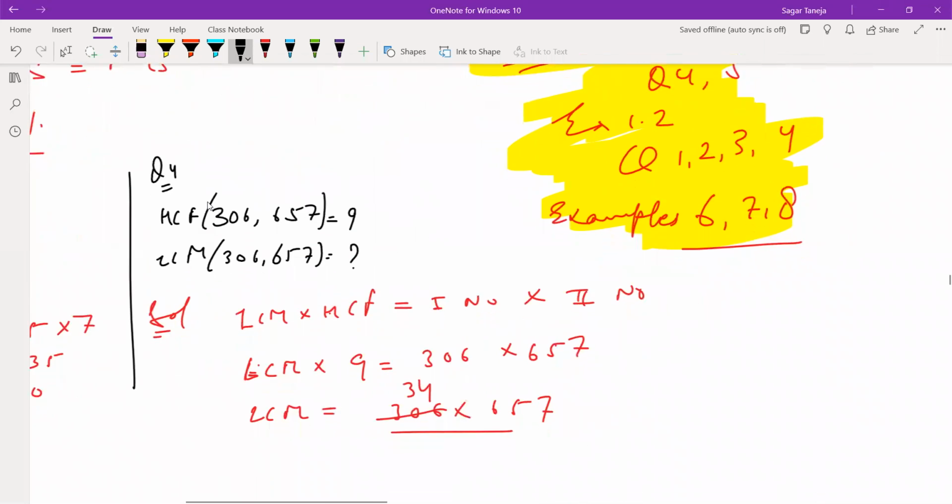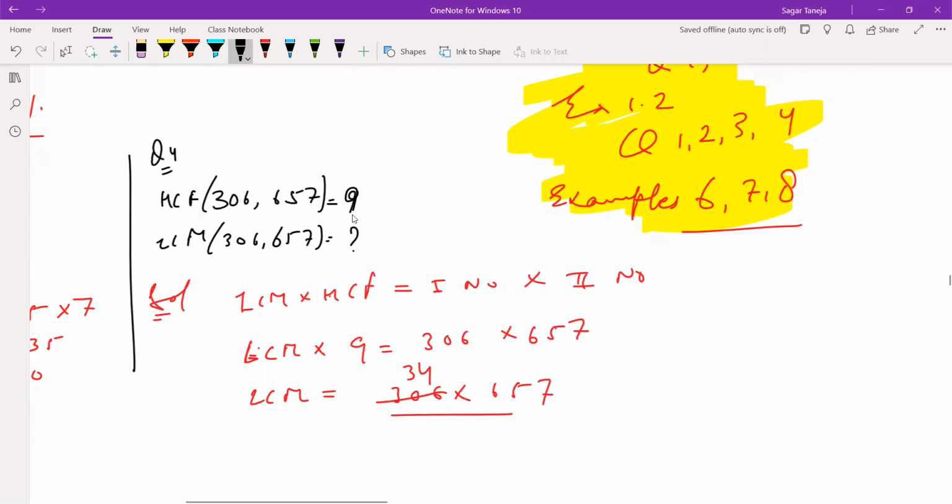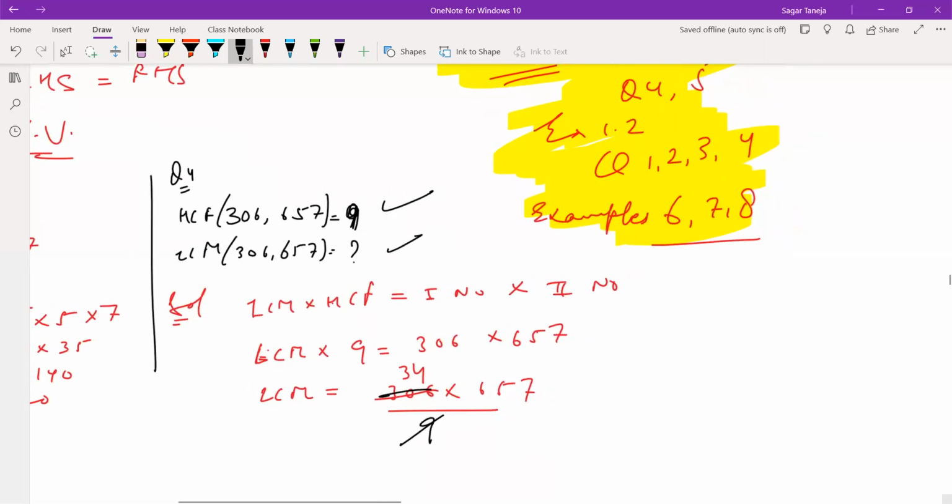See this, the HCF of these two numbers is 9, and we have to calculate the LCM. HCF is given, so LCM into HCF is equal to first number into second number. LCM we don't know, HCF we know, 9, and the two numbers are 306 and 657. This 9 will come down, so we can cut these two. After multiplication of these two, you will get the answer. And the answer will be 22338.